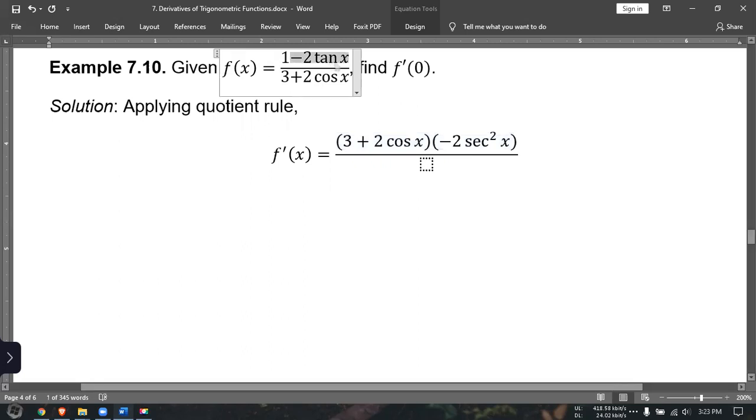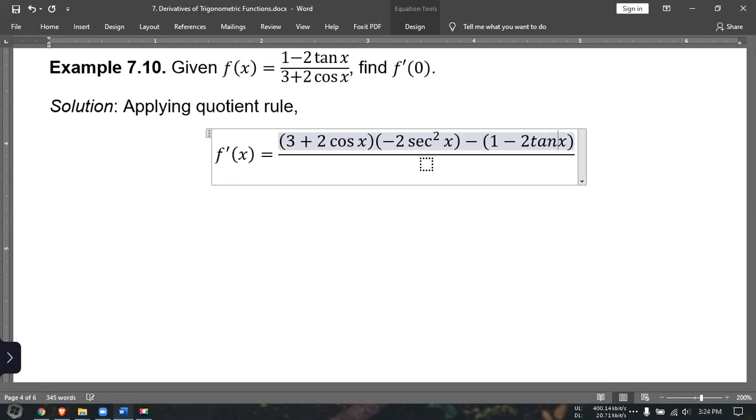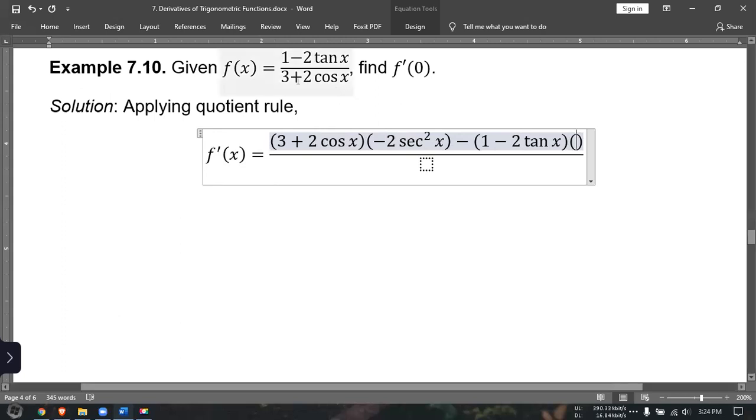Derivative of tangent is secant squared. And we have x only there. Derivative of x is 1. So any value multiplied by 1 is the same value. There's no need to show that we have to multiply 1. And minus the numerator: copy the numerator and multiply it by the derivative of the denominator. These are constants, so by the derivative of a constant rule, we have 0. Derivative of 1 is 0. Derivative of 3 is 0.